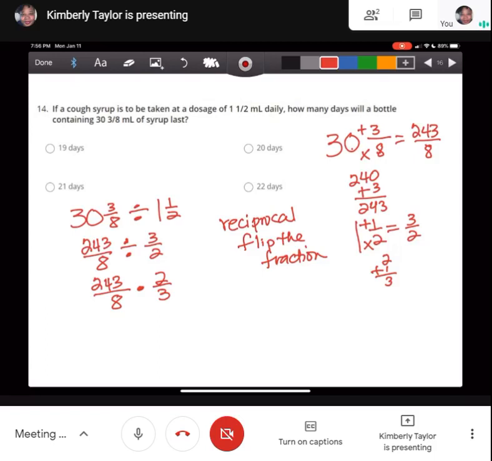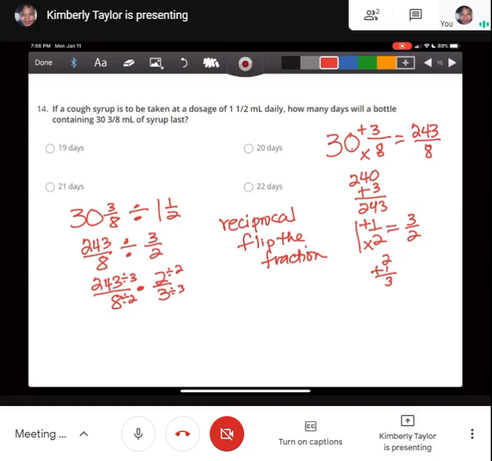I'm not going to do that because I like to simplify my factors first, because I don't want to be dealing with big numbers later. So what I'm going to do is take this 2 and this 8. I'm going to divide both of them by 2. And then this 3 and this 243, 3 goes into 243. I know it does that because I know my divisibility rules. So I'm going to divide these by 3 as well.